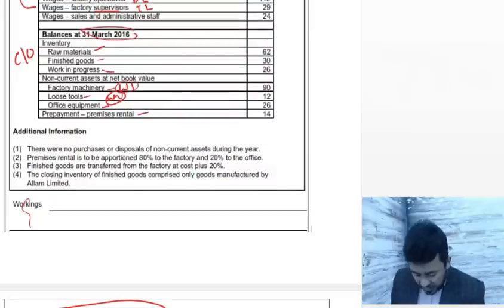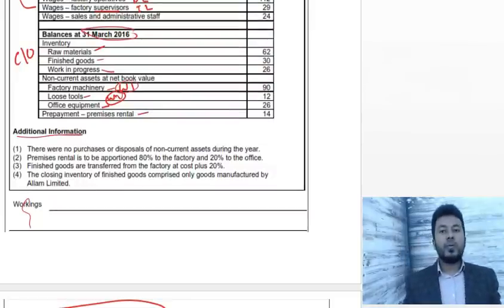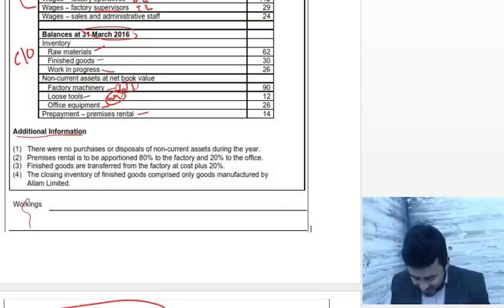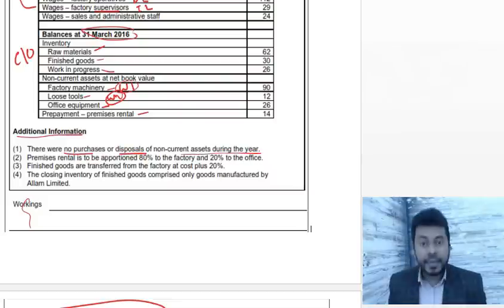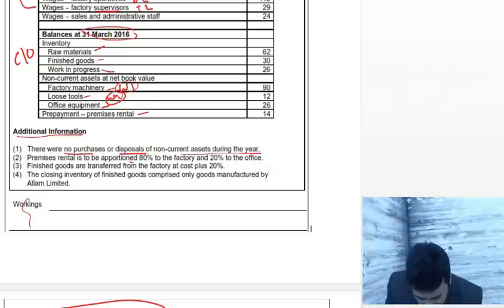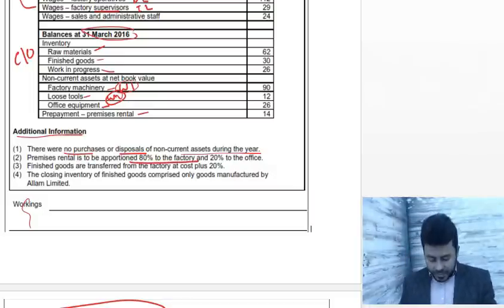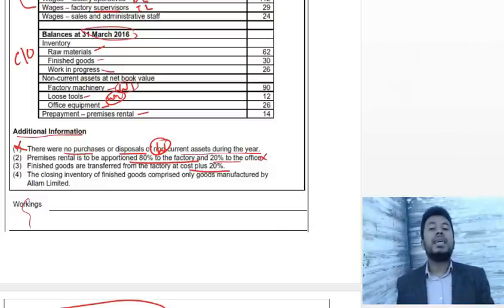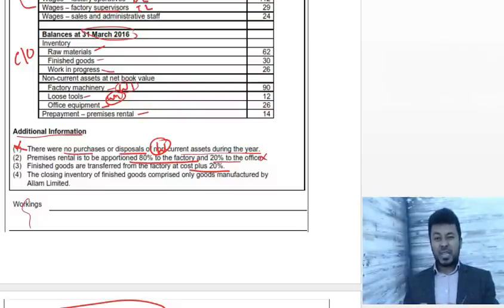Some additional information, always important, always needed. This is where we show our capability of accounting knowledge. Okay, there are no purchases or disposals of non-current assets during the year. Good, life is easy. Premises rental is to be apportioned 80% to factory. There we go. 80% factory and 20% office. None of our concern. 80% to the factory. We'll do workings for it. And the first one we don't need at all. Finished goods are transferred at a cost plus 20%. It's transfer pricing, interdepartmental transfer.